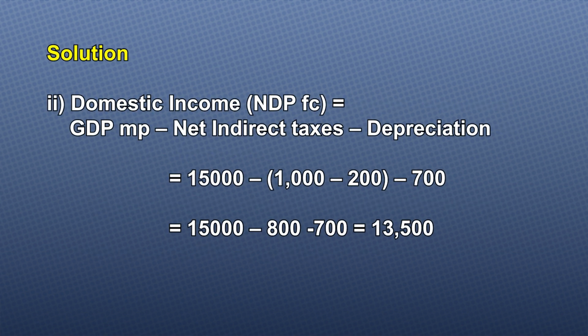Second, domestic income NDP-FC is equal to GDP-MP minus net indirect taxes minus depreciation. So, the values are 15,000 minus 1,000 minus 200, that is 800, which is NIT, and minus 700, that is depreciation. So, the domestic income is equal to 13,500 crore rupees.